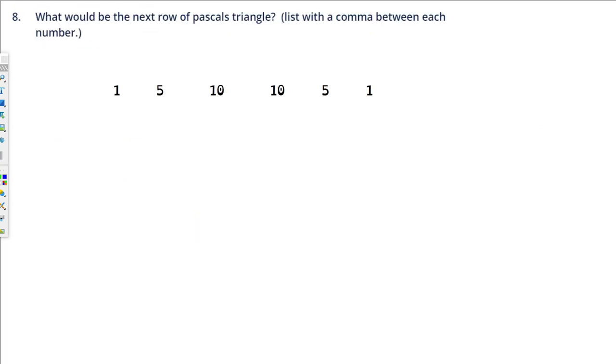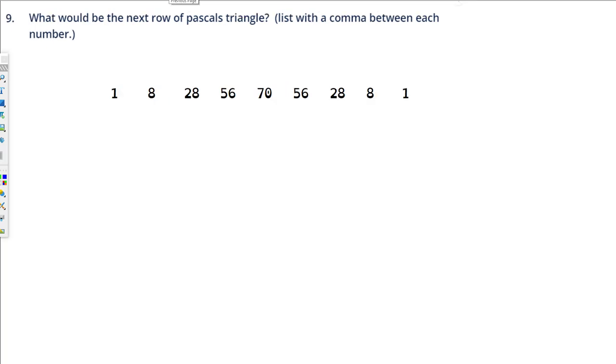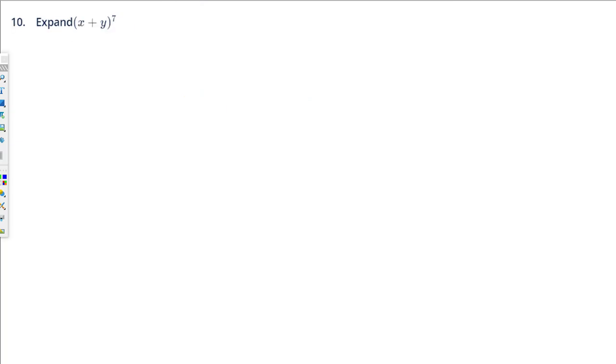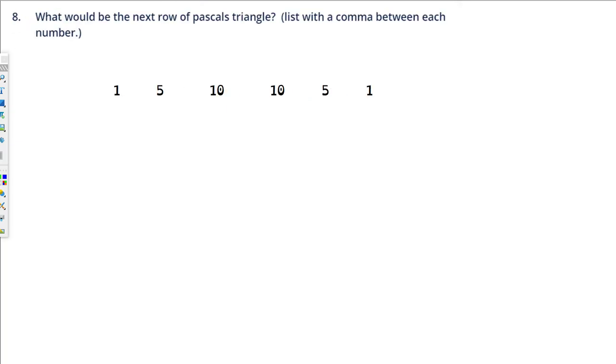So how would we find the next row in a Pascal's triangle? Which one do you want me to work, 8 or 9? Which of the two do you want me to work? 8? They work the same idea.